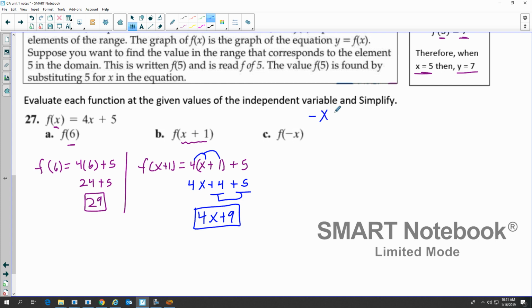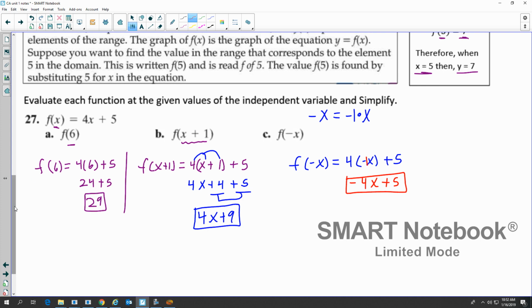Okay, so on part C, just to talk about a little terminology real quick. So whenever you see negative x, that's equivalent to saying negative 1 times x. So just kind of be aware of that. So here we go, f of negative x. So you're going to have 4 times negative x and then plus 5. So remember, we've got that understood negative 1 in front. So what we're going to do is just basically multiply 4 and negative 1 together. So this simplifies to negative 4x, and then don't forget the plus 5. And there you go.